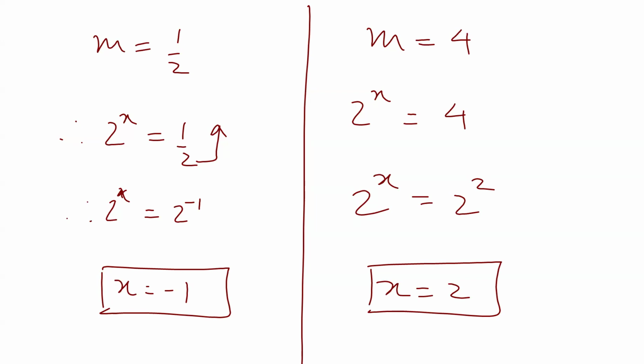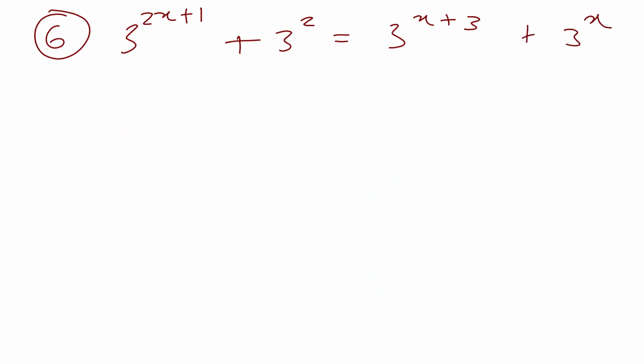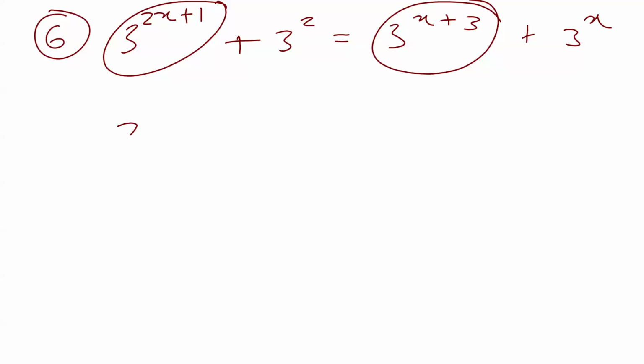Let's go to question number 6. 3 raised to 2x plus 1 plus 3 square equal to 3 raised to x plus 3 plus 3 raised to x. Okay. So here I'll apply indices. So it will be 3 raised to 2x into 3 raised to 1 because a raised to m plus n is equal to a raised to m into a raised to n.